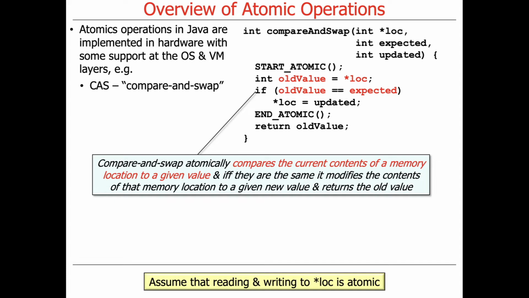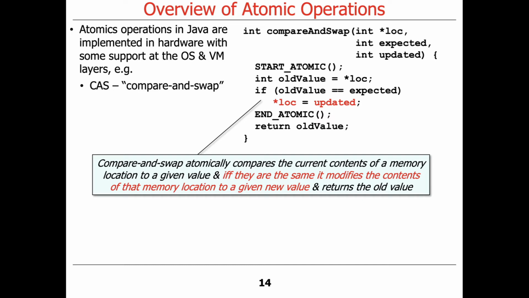So the first thing we do is we read the location that's pointed to by the lock parameter, which stands for location, and we stash that away in a local field called old value. One of the things to note about old value is it's local to that thread, so it's not shared by anything else. So we don't have to worry about it being corrupted. We then check to see if the old value, which we just read from that location, is equal to the expected value. If it's not, we're done. However, if it is equal, we update the value at that location, the value pointed to by that pointer, to the updated value.